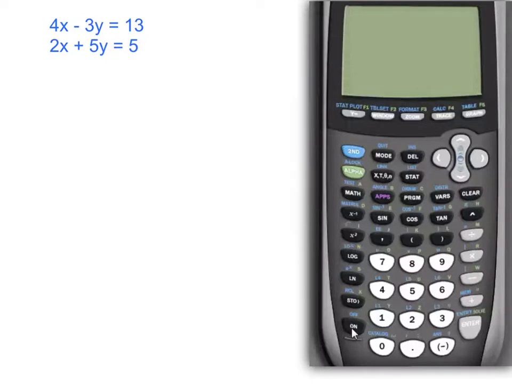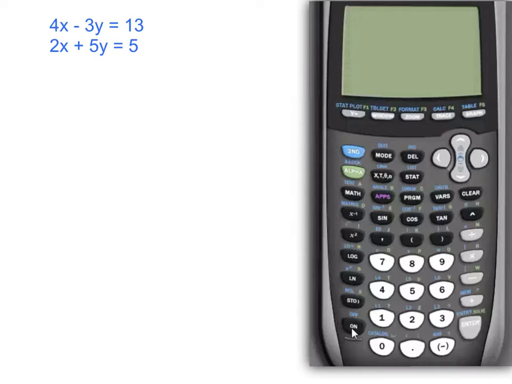In this next example, I'm going to show you how you can use your graphing calculator to find the point of intersection. A lot of times the lines might cross at fractions or decimals, and it's going to be hard to tell from the graph exactly where they cross. And that's where the calculator comes in handy. Now we'd start out the same way.